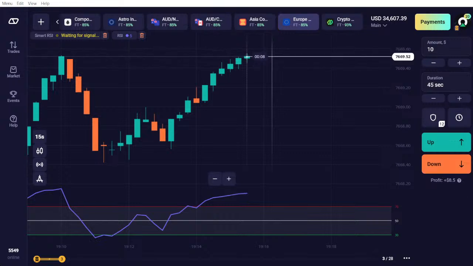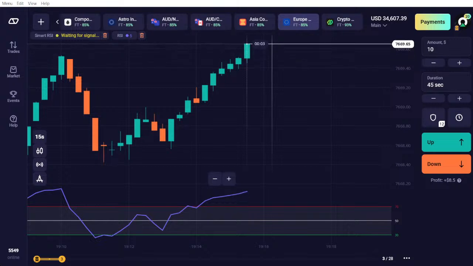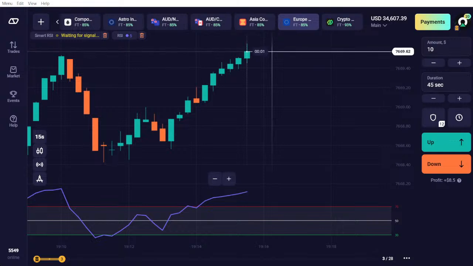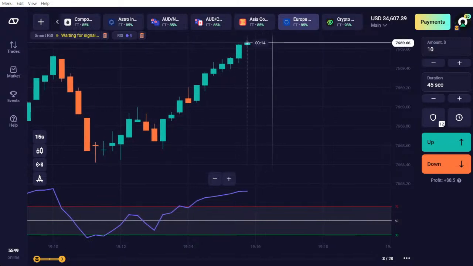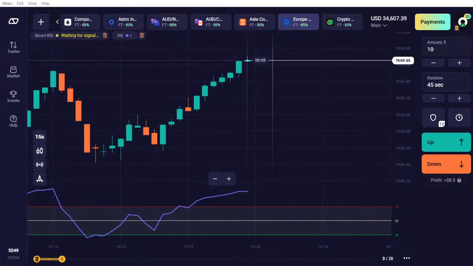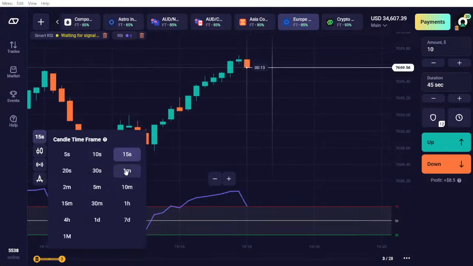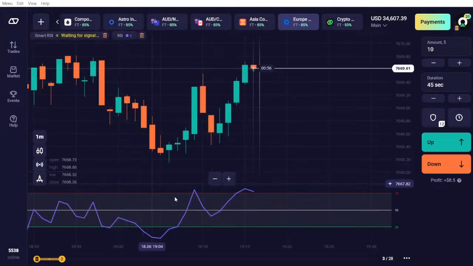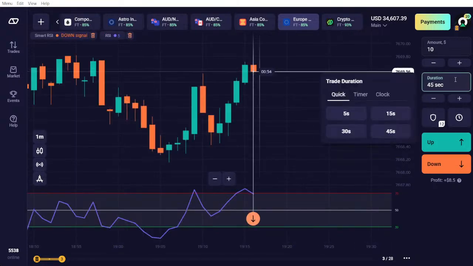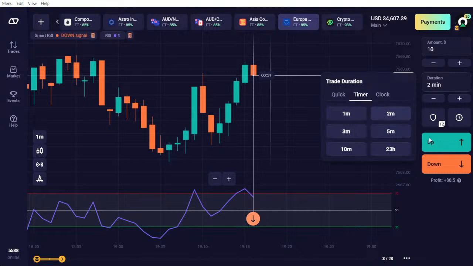Let me see if some more comments are there. Okay, Kiran MG, whenever there is a signal, all you need to do is follow the pop-up and open the trade. If you are using it for a chart time frame lesser than 1 minute, the best suggested trade duration is 3 candles. If you are going to increase it to more than 1 minute, like if I switch from 15 second or 45 second to 1 minute, then I will increase the duration from 1 minute to at least 2 minutes.